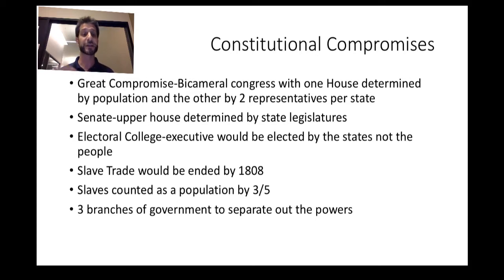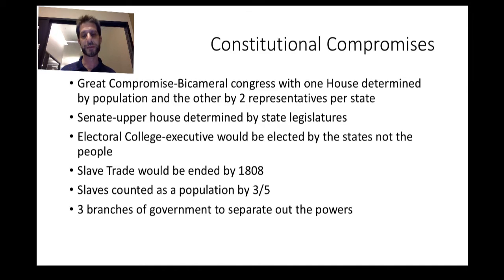The next big compromise was the slave trade. The slave trade was said that it would end by 1808. And in return for that, the South would get a Fugitive Slave Act, the idea being that if somebody escaped from slavery, they would have to return the slaves back. So that was the idea of the compromise. Slave trade would be ended, but at the same time, slaves would be returned back to their owners.